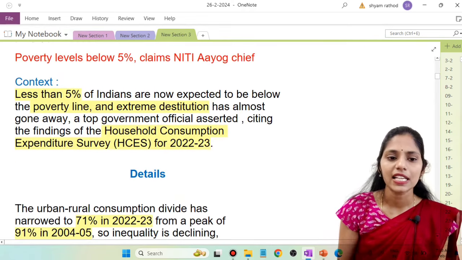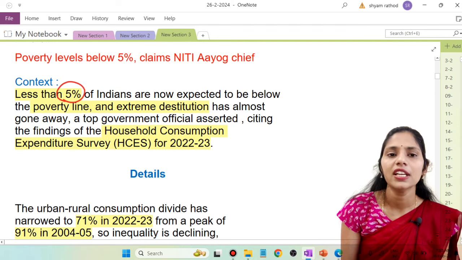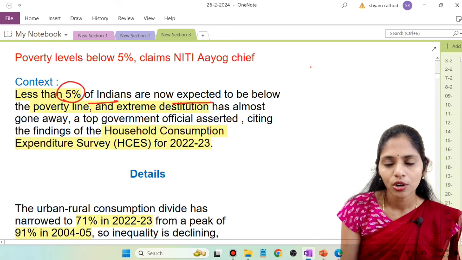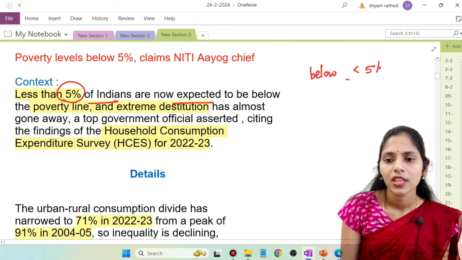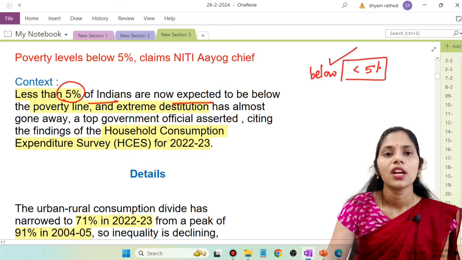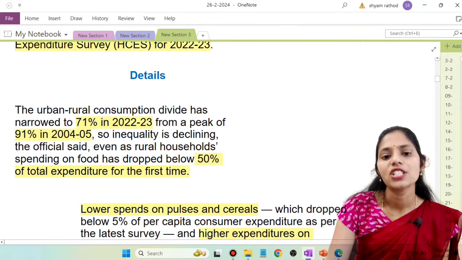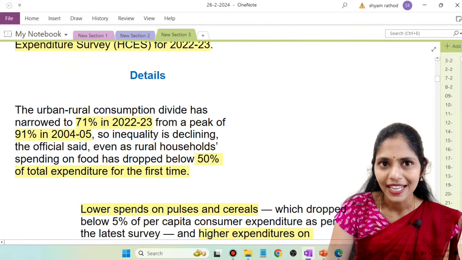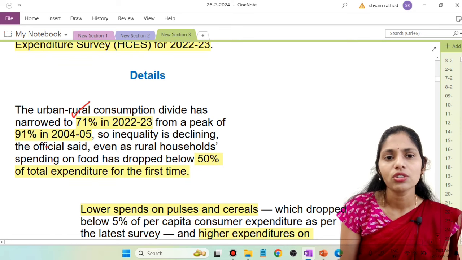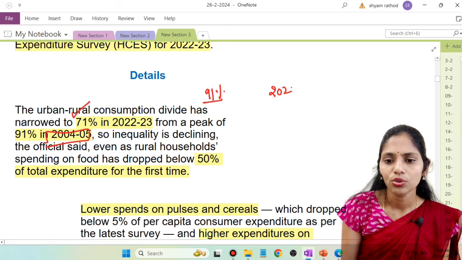Here the context says that less than 5% of Indians are now expected to be below the poverty line. That is what is mainly said by this household consumption expenditure survey. The urban-rural consumption divide has also decreased to 71%, but in 2004 to 2005 it was 91%. In 2022 to 2023, it has decreased to 71%.